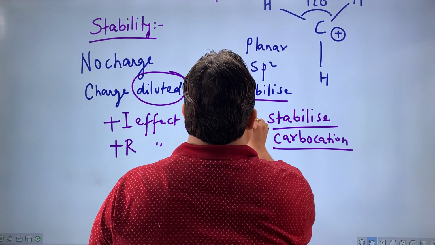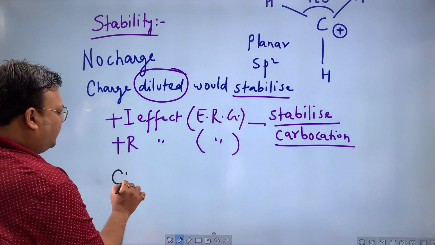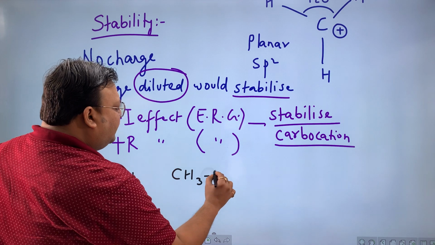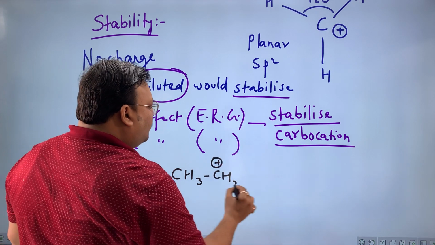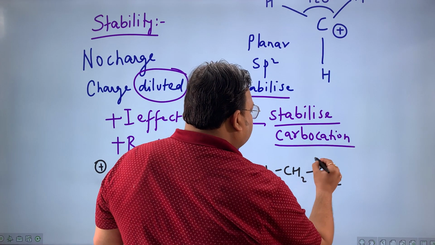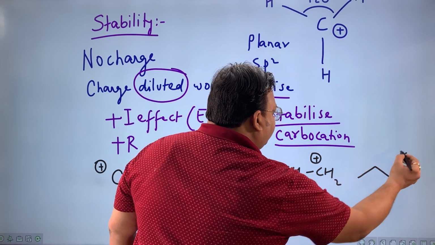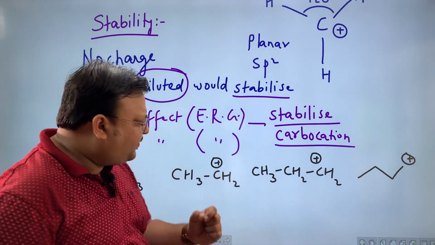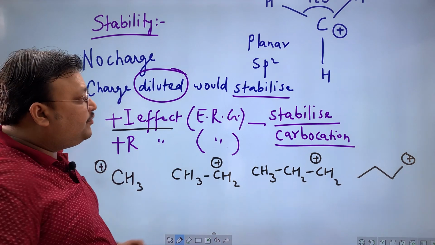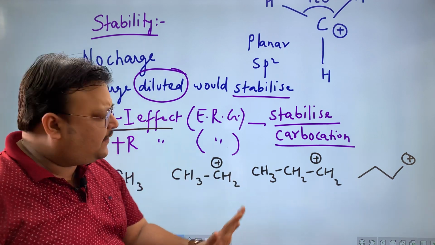The smallest carbocation could be methyl, and then we can move like methyl to ethyl to propyl if it's a 3 carbon species, and then I'll prefer to write the bond line form 1, 2, 3, 4, say a positive there. You know the rule is more number of carbon atoms, more plus I effect. I told you plus I effect would stabilize the carbocation. Plus I effect is electron repelling effect.